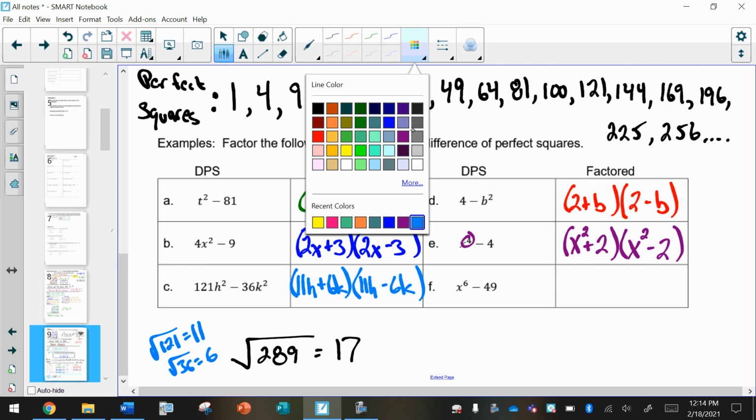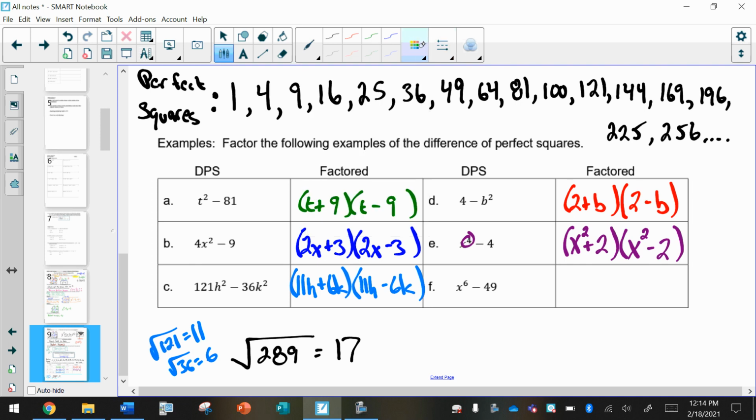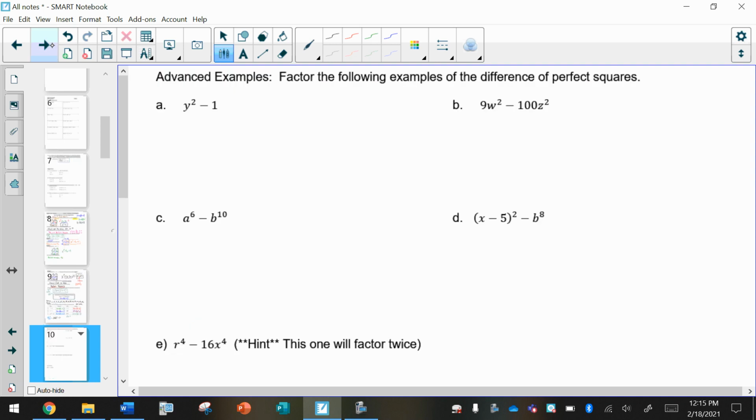Remember that the exponents get split equally between the first parentheses and the second parentheses. That means for letter F here, we're going to have x to the third and x to the third at the front of each parentheses. That takes the 6 and splits it equally, 3 and 3. And then the square root of 49 is 7, so we have a plus 7 in one parentheses and a minus 7 in the other. And if you want to put the minus first, that's fine. That's not going to change the answer.